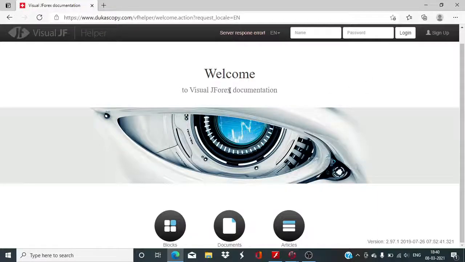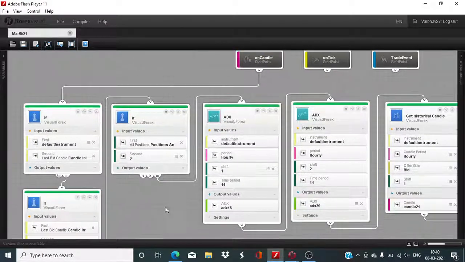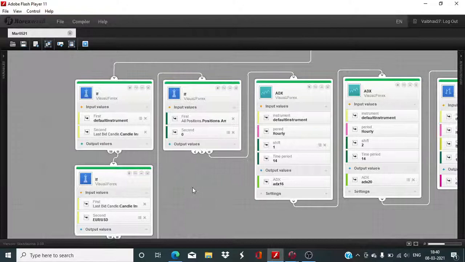Today's session of Visual JForex, I will be continuing with the demonstration of the algorithm development using the indicator named Average Directional Index (ADX), which we use to see the strength of the trend and then trade accordingly. So let us head to the Visual JForex board, which has been developed by the Dukascopy Bank SA.